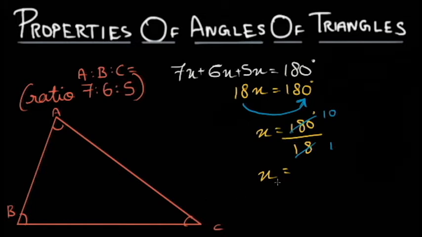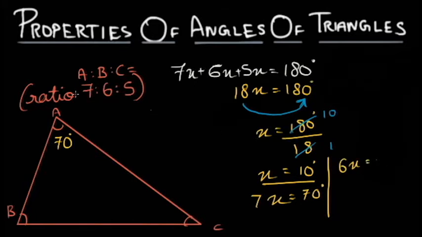So x is equal to 10. And we're not done yet. We have only found out x. We need to find out 7x, 6x and 5x. 7x is 70 degrees since 10 times 7 is 70. And so 6x is 60 and 5x is 50.